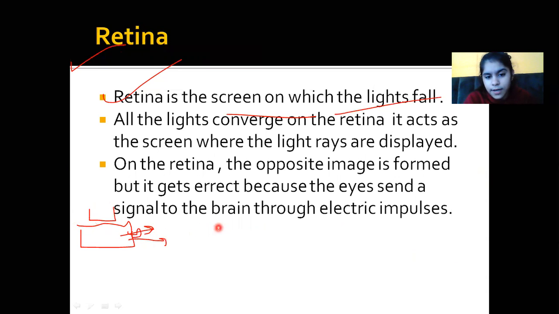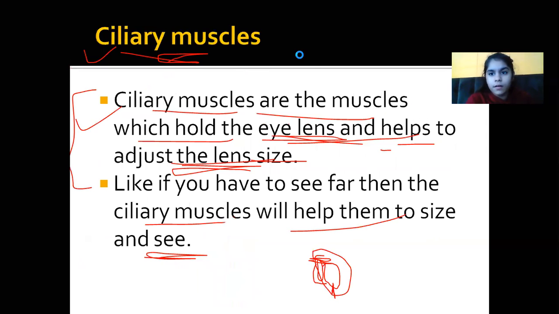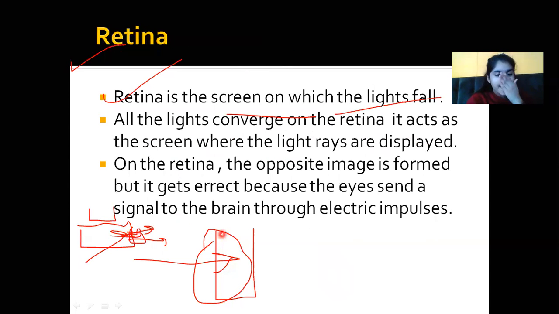And here is my projector screen, and all the light rays are falling here and an image is getting formed. This is what happens on projectors. They also have convex lenses because the light rays must converge instead of diverging. Now all of them fall on this place and the projection comes here. Same happens with the eye.